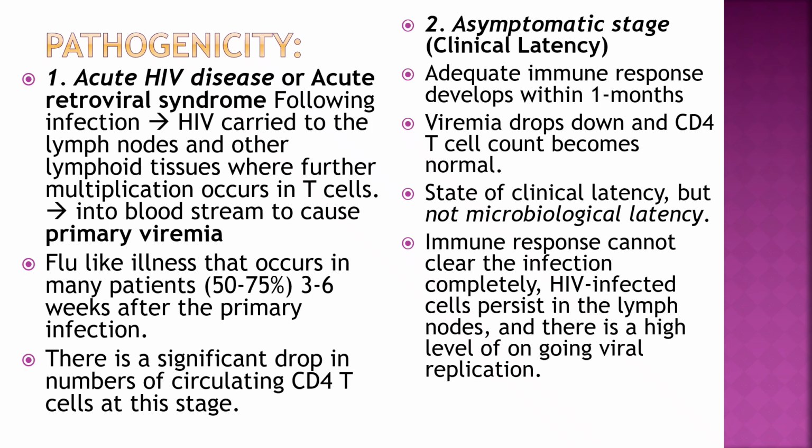Second is the asymptomatic stage, clinical latency. An adequate immune response develops within 1 month. Viremia drops down and CD4 cell count becomes normal. It is a state of clinical latency but not microbiological latency. The immune response cannot clear the infection completely. HIV-infected cells persist in lymph nodes and there is a high level of ongoing viral replication.